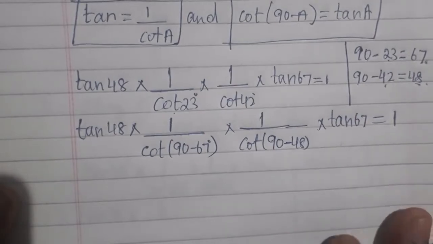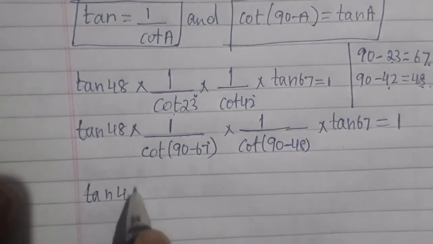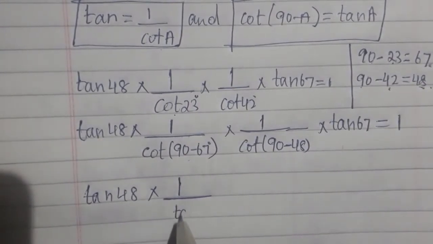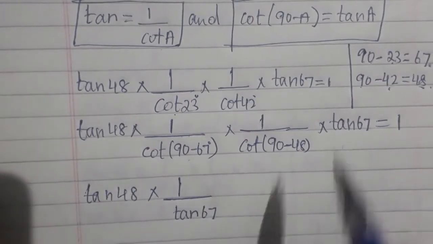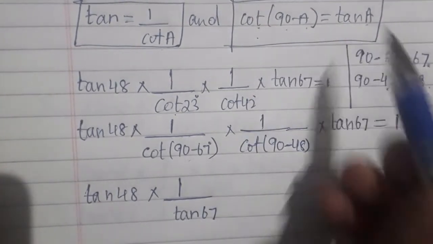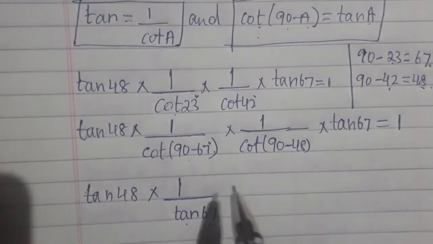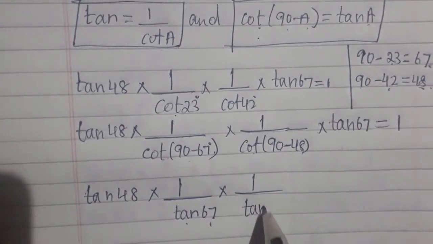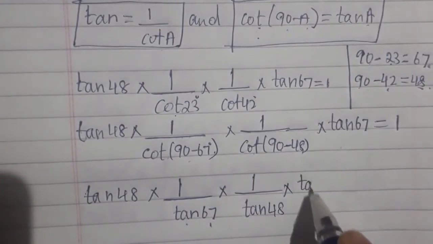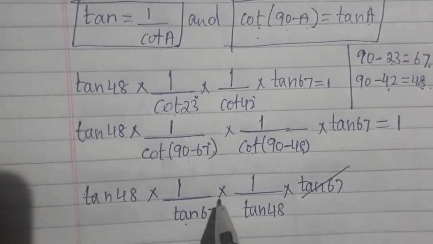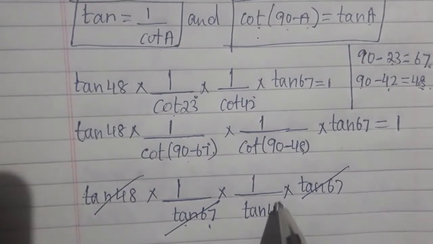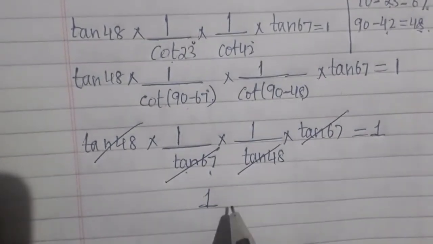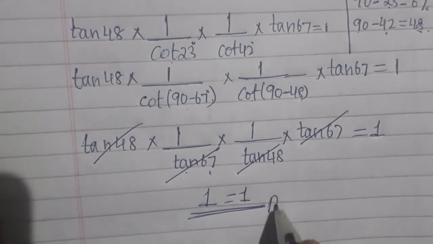Now you check this. Tan 48 into 1 by cot 90 minus 67 is nothing but tan 67. Already I have written the ratio, cot 90 minus a is equal to tan a. Cot 90 minus 67 will become tan 67, into 1 by cot 90 minus 48 will become tan 48, into tan 67. Numerator tan 67, denominator tan 67; numerator tan 48, denominator tan 48 are cancelled and you will get 1. So the answer is 1. So you have proved this.